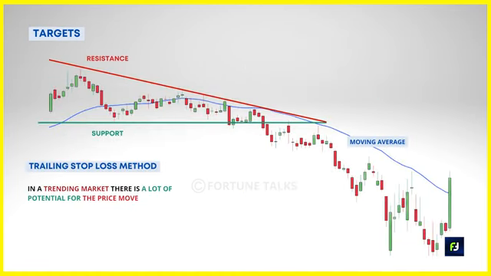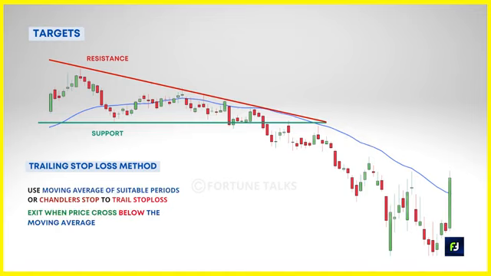Now the second method is using trailing stop losses, and unlike the price projection technique, a trailing stop loss does not have a fixed profit target. Instead, you trail your stop loss as the price moves in your favor, so you can ride the entire trend. Now you have to decide on the type of trend you want to capture, whether it's a short-term, medium-term or long-term trend, and you trail your stop loss with the appropriate moving averages.